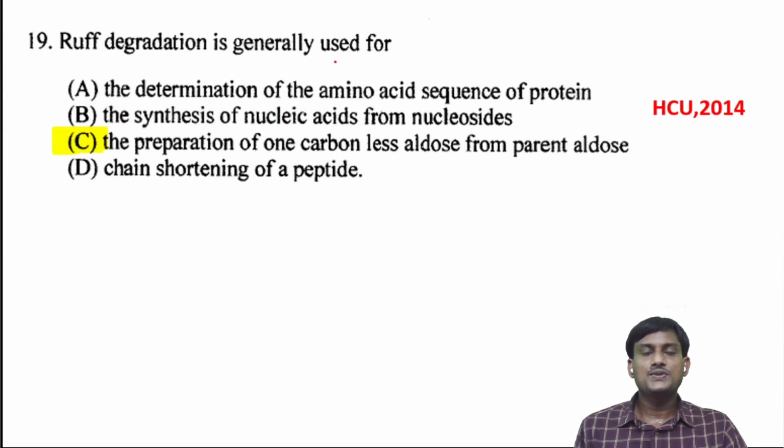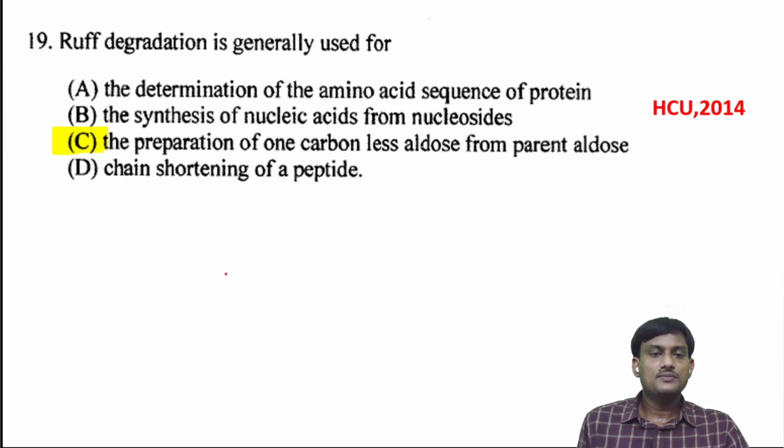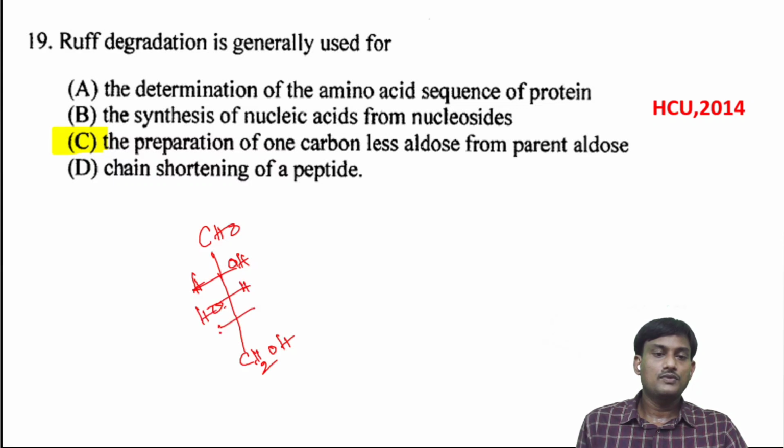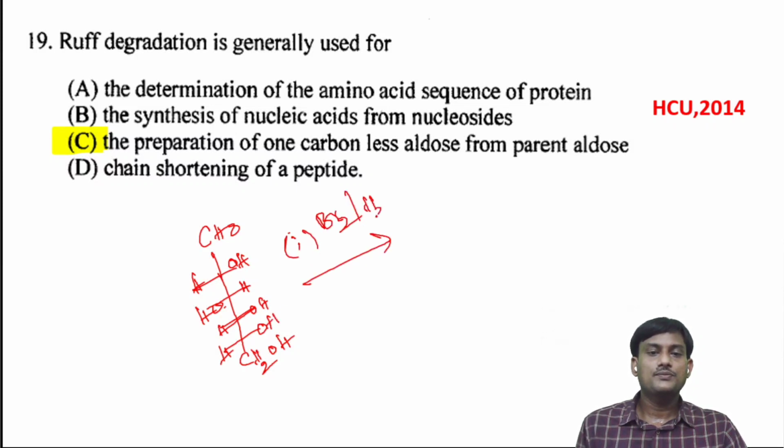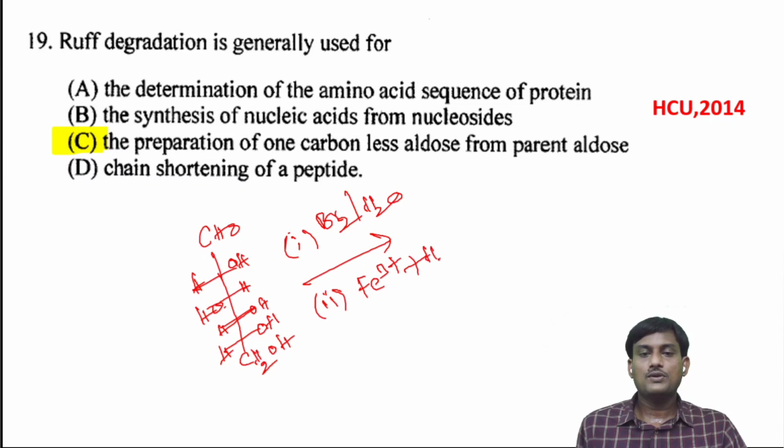Ruff degradation is generally used for... This Ruff degradation is used for the reduction of size of sugars. This is used in the preparation of one-carbon-less aldose from parent aldose. Suppose we take glucose, CHO, and this is the structure of glucose. First we have to treat with bromine water, and second one is Fenton's reagent, Fe3+ and hydrogen peroxide.